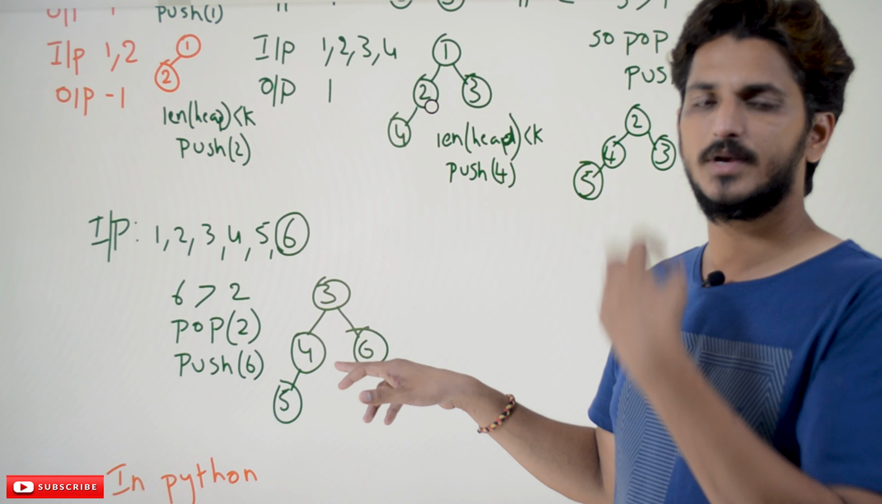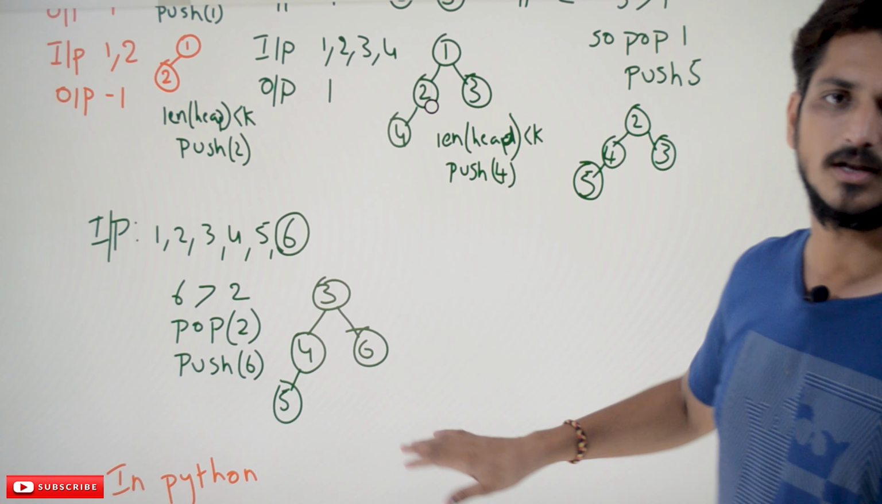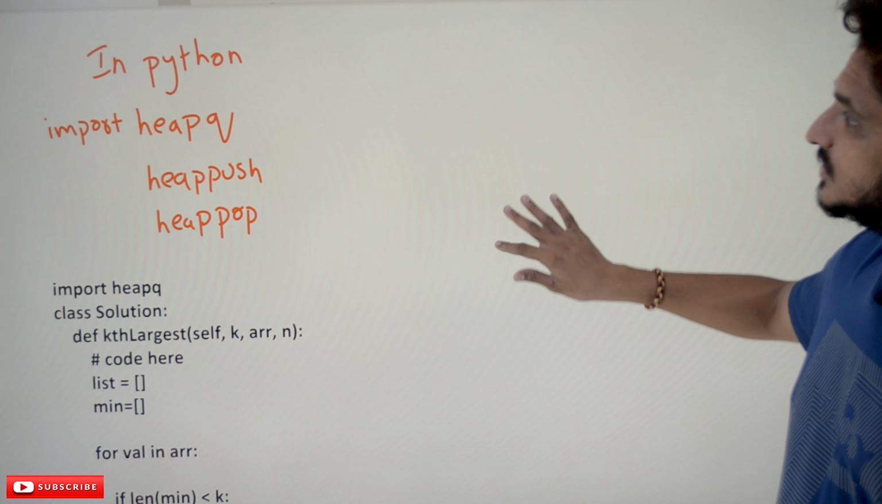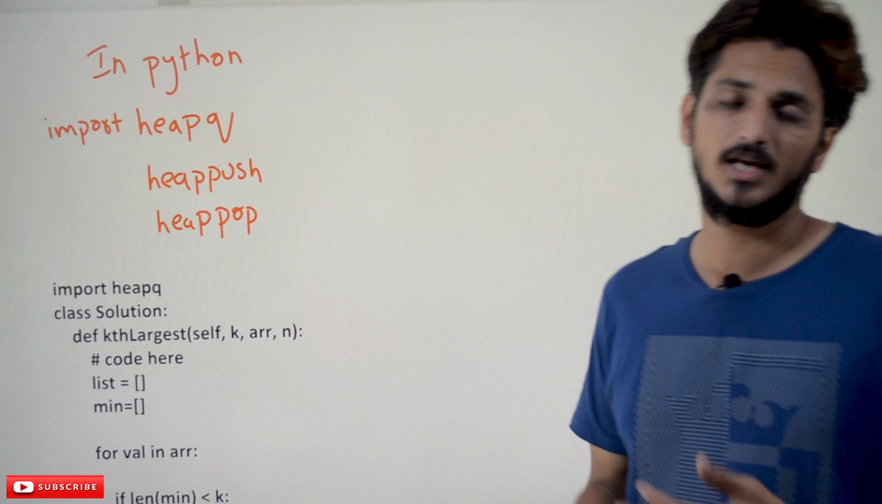So whenever a new element comes, do this operation. This is the logic which we are going to follow. But one thing, this is the first example we are going to discuss on a heap.